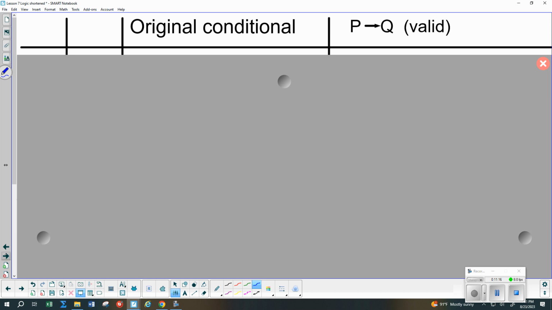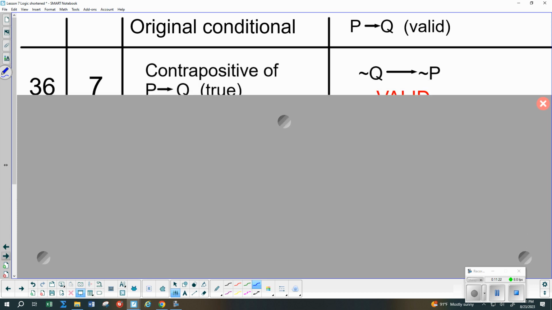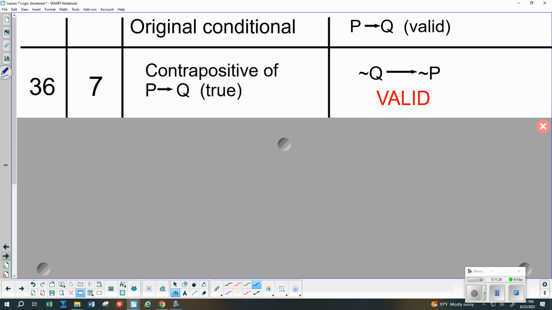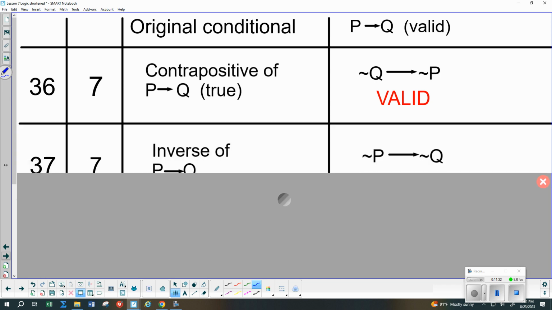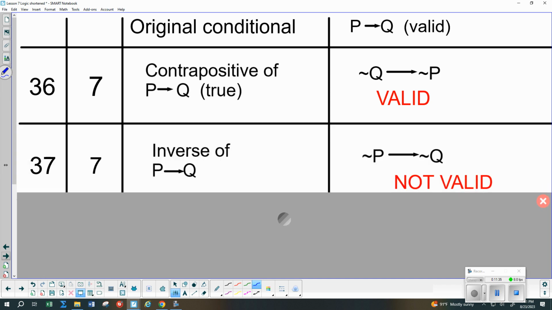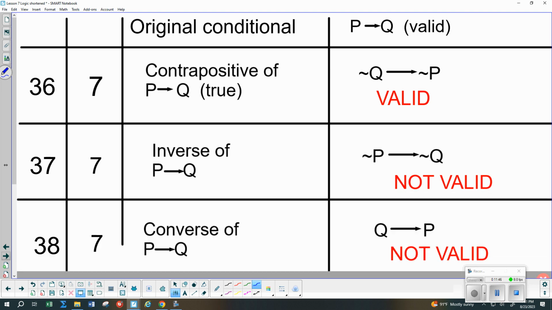If we're starting with the original conditional, P then Q, anything else that matches that pattern is valid. The contrapositive is also valid, and that would be not Q, then not P. Change the order and put in the nots. If we had P, then Q, and that was good, then the inverse would just put in the nots: not P, then not Q. And the converse doesn't put the nots in, it only changes the order, and it's not valid. So now we need a way to remember these and keep these straight.